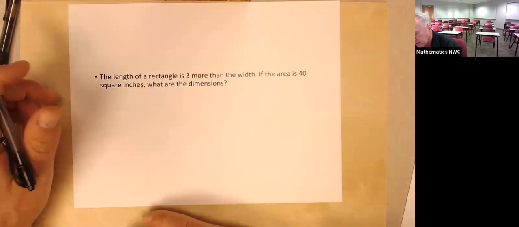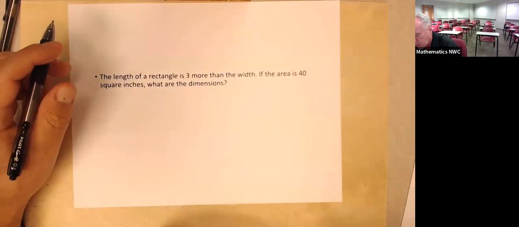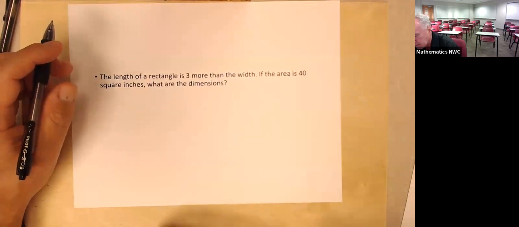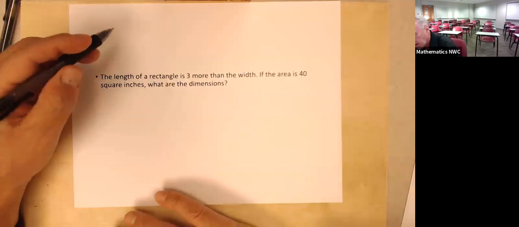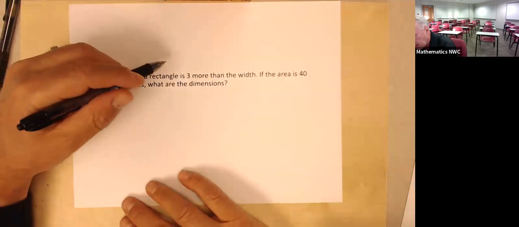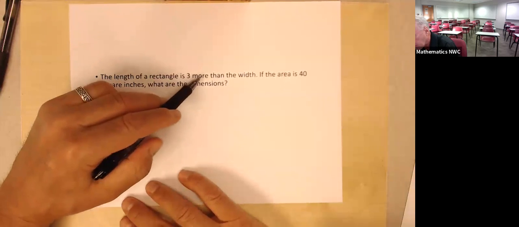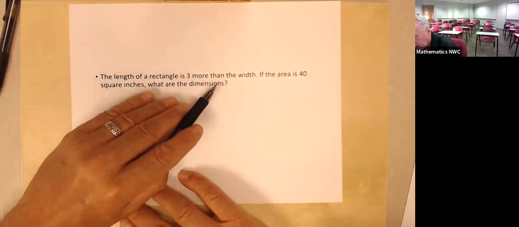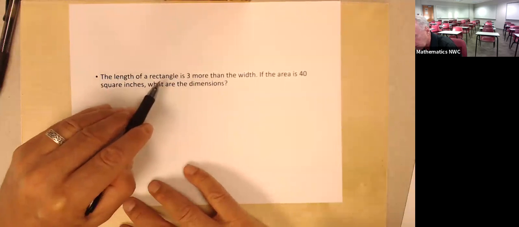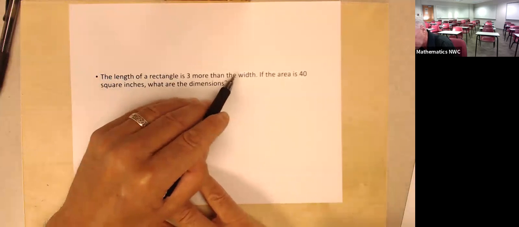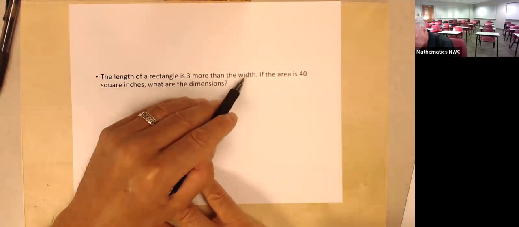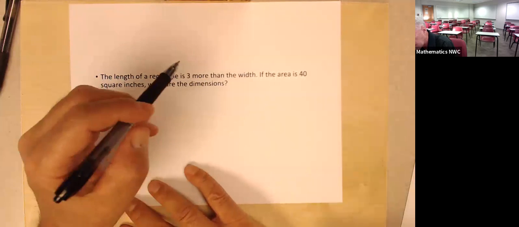Another example. This one is going to be a little bit more second degree connected. I'm looking at a rectangle. They tell me that the length is 3 more than the width. This is kind of an important concept. Notice the length is defined in terms of the width, which I'm going to call W.